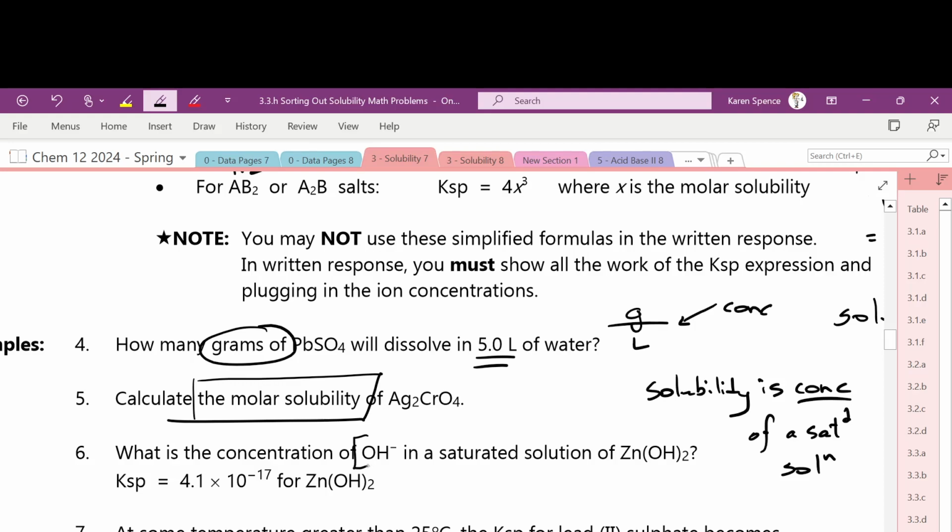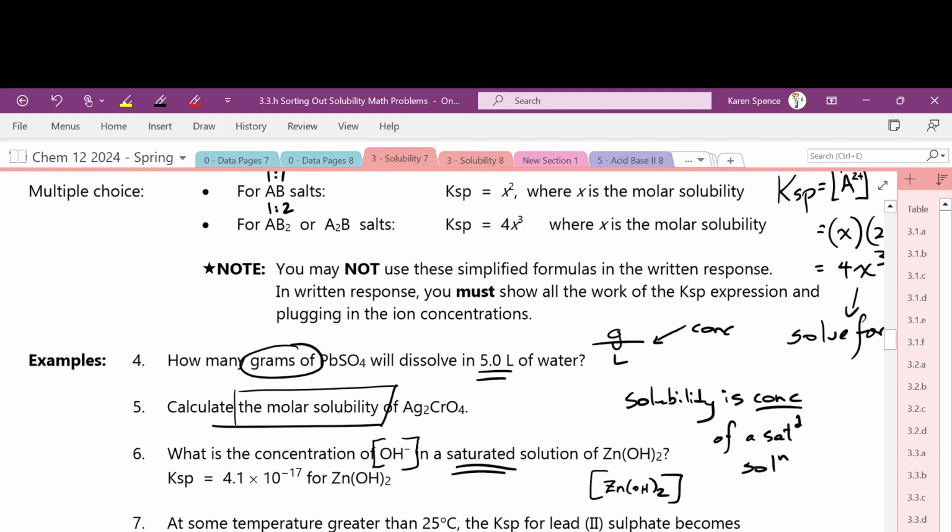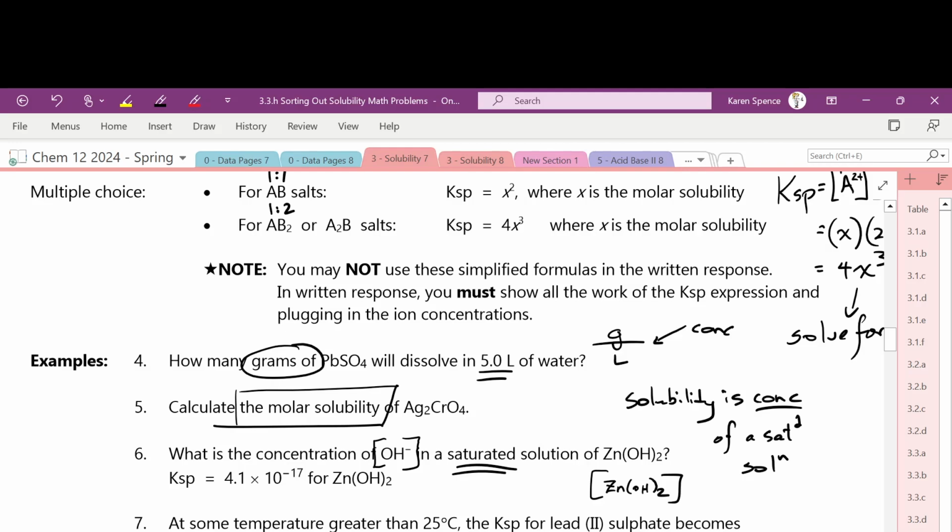What is the concentration of OH? Well, you can find the concentration of Zn(OH)2 in a saturated solution, right? So those are the clues that this is a type 1 problem.